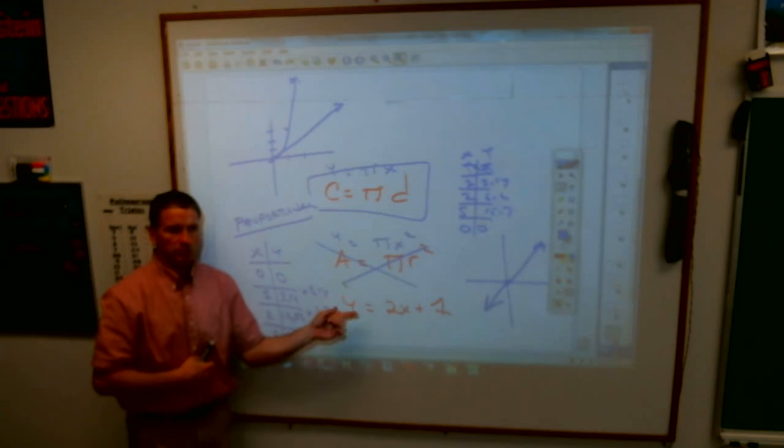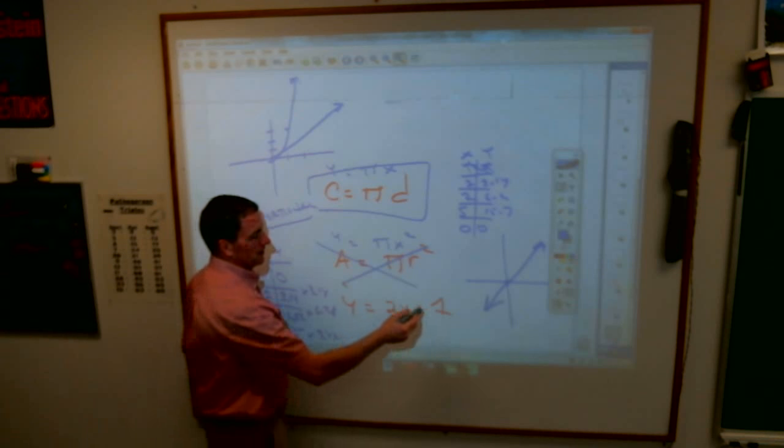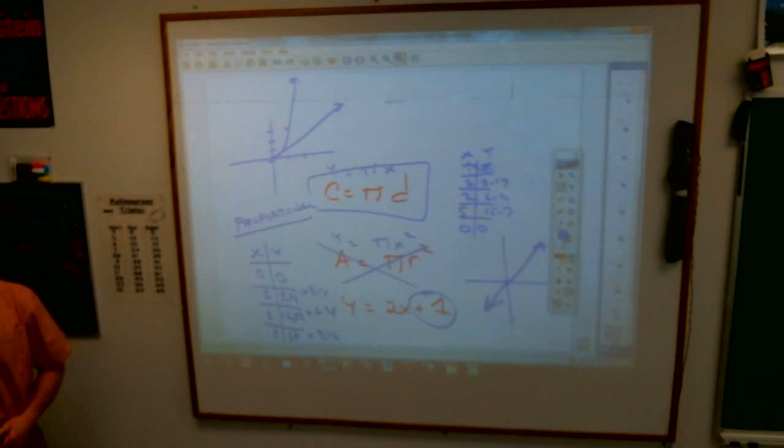How about this one? Proportional or not proportional? Why not? Because it doesn't cross at the origin, it is crossing over there.